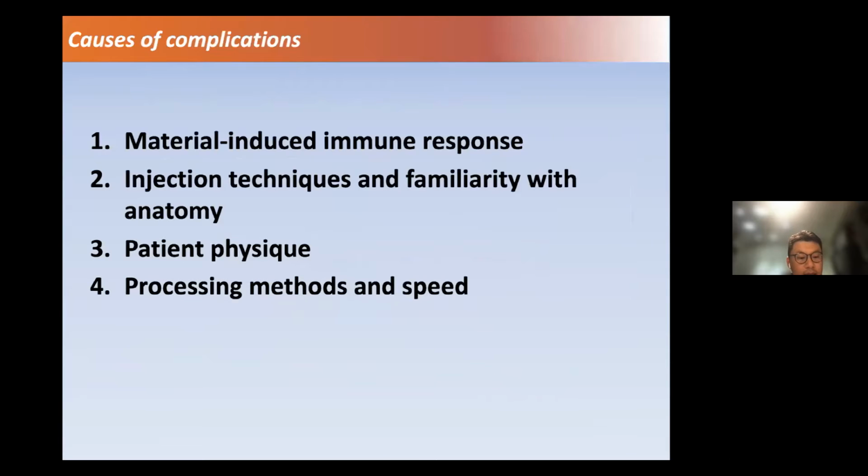Soft tissue filler injection may have many advantages. However, filler can also cause complications like any other medical procedure. If neglected, it can cause both early and late unwanted side effects with varying degrees of severity. The causes of complications are listed here.